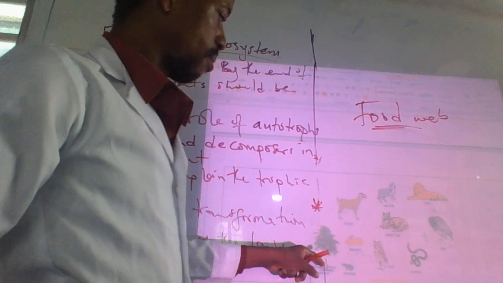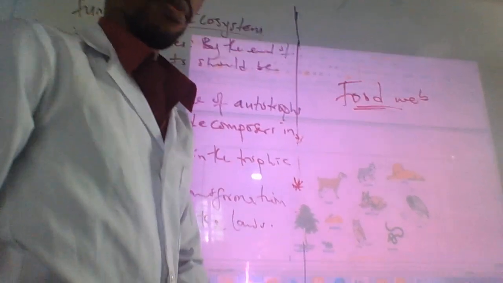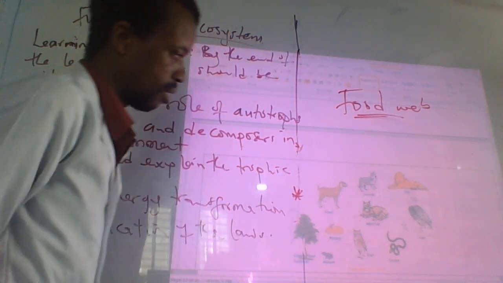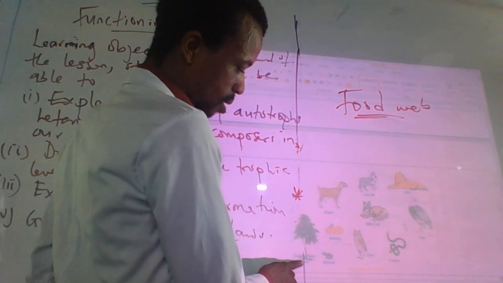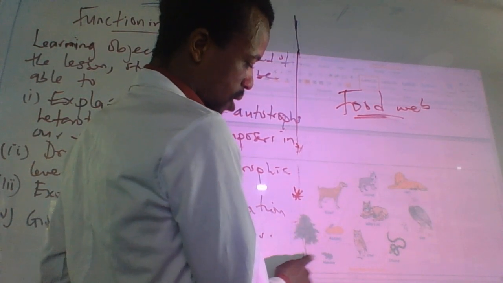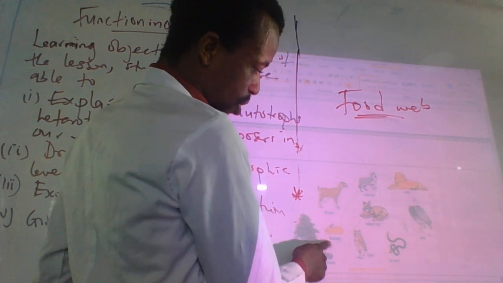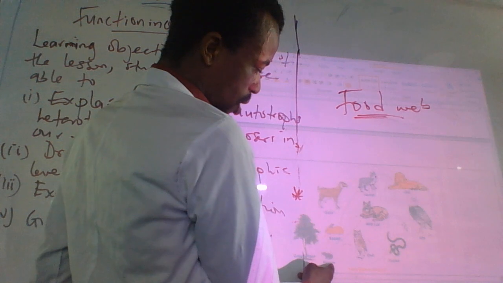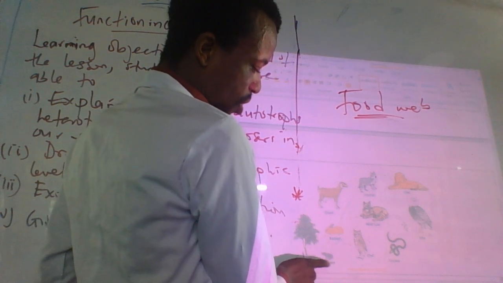You can see this. This is a plant. The mouse will feed on the plant. And this mouse, the rabbit will feed on it. The owl will feed on it. The wild cat will feed on it. So other things can feed on the mouse apart from one.